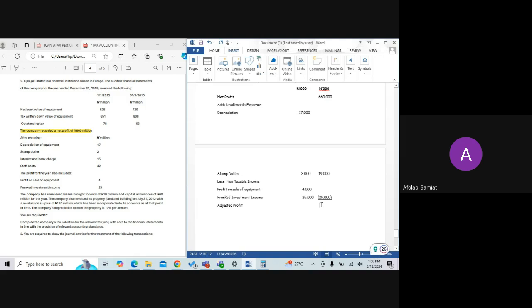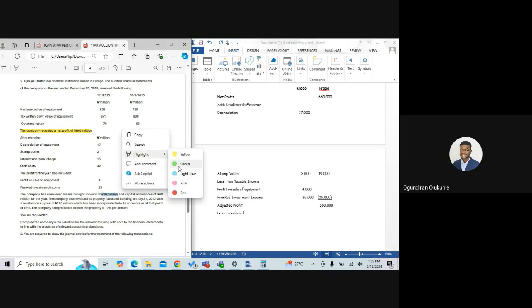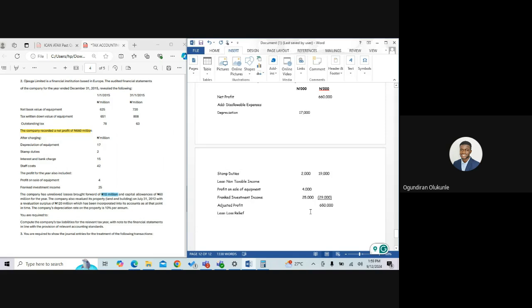660 plus 19 minus 29. 650, sir. You have 650,000, so you have less loss relief. So how much is loss relief? We were told in the question that the company has unrelieved loss of 10 million, right? So we have loss relief 10 million. So how much is the difference now?